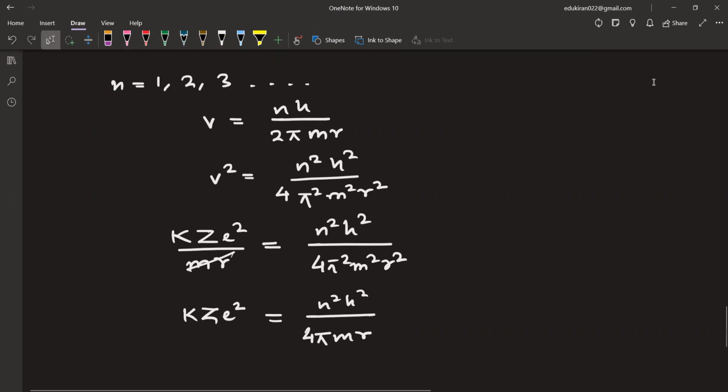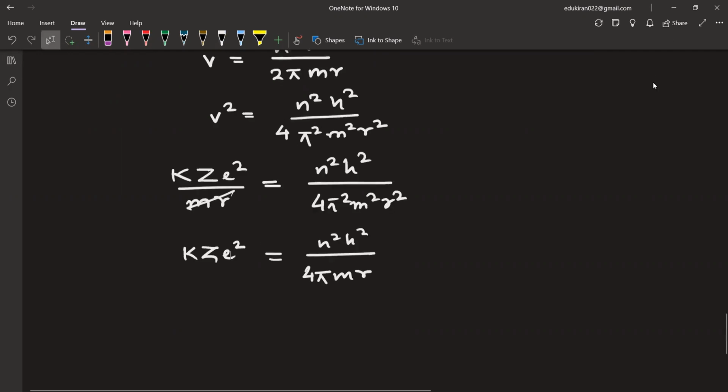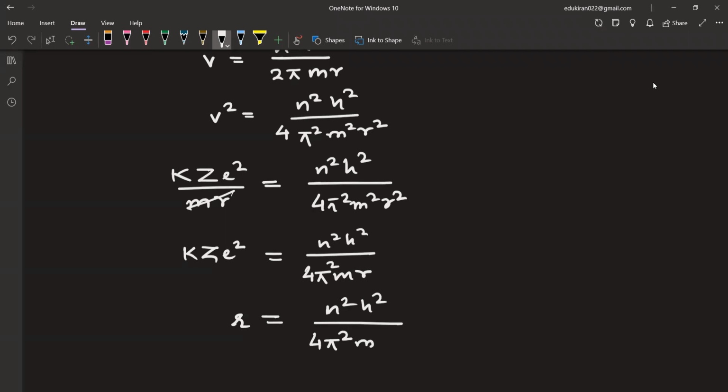Further, I will write r is equal to n square h square upon 4 pi square m into K into Z into E square.